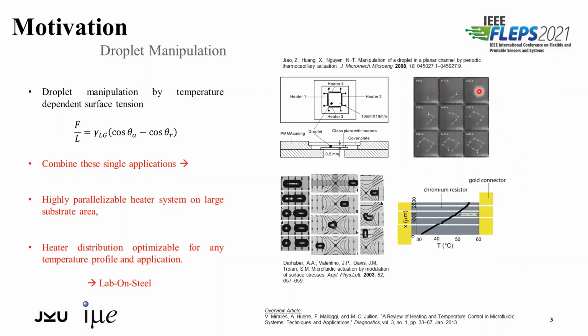There, for example here, a droplet can be moved around due to different line forces at different positions on the droplet. And this formula on the left-hand side here shows the force per length which acts on the droplet's triple contact line, emerging from different contact angles on opposite sides of the droplet due to a local manipulation of the surface tension. For that, we need a temperature gradient along the droplet's interface, and the presented work aims to design a heater system where the heater electrode positions are optimized for various temperature distributions and therefore various droplet operations like droplet moving, splitting, mixing, or merging. And because we use steel as a substrate for the heater electrodes, I call this lab on steel, contrary to the common lab on a chip term.